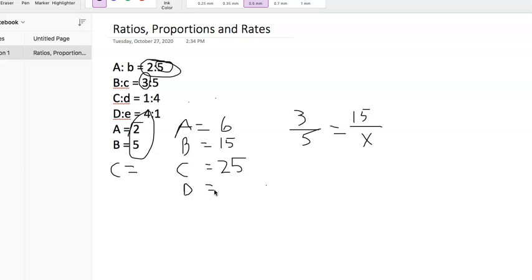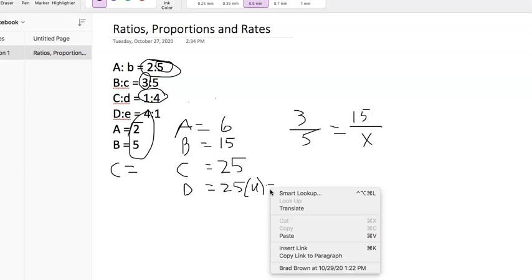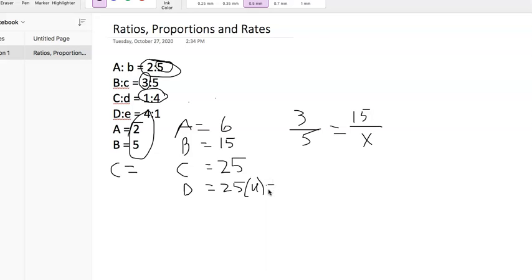Okay, now what about D? So now we have C to D is 1 to 4. That means the C is 1 and the D is 4, right? So another way of saying that is D needs to be 4 times bigger than C. So C was 25, 4 times bigger. And so that means D is 100. Okay, so all the numbers still work out great.